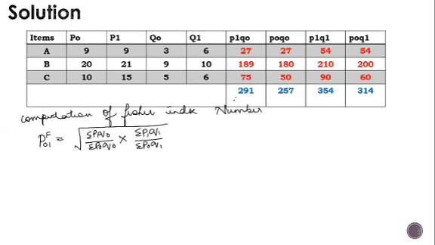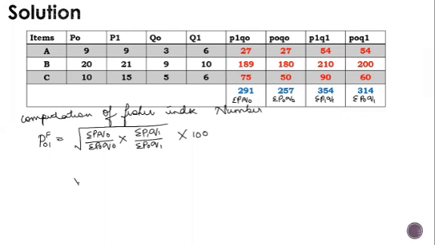I have calculated all the information here: summation P1 Q0, summation P0 Q0, P1 Q1 and summation P0 Q1. So I have already calculated it. Okay, so you have to calculate this. Accordingly you have to substitute, into 100.